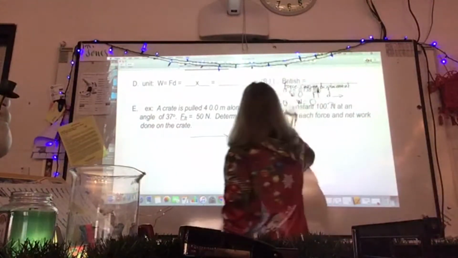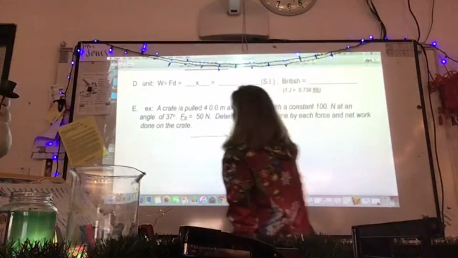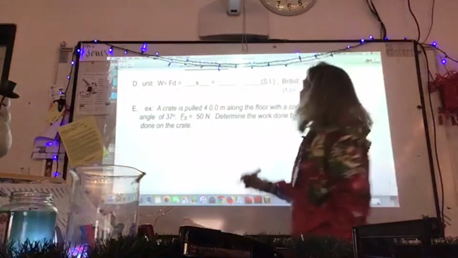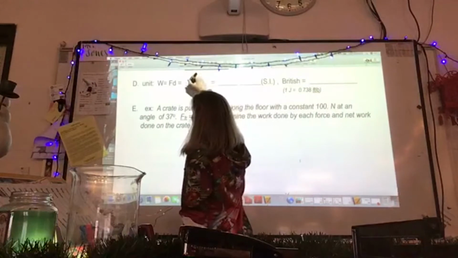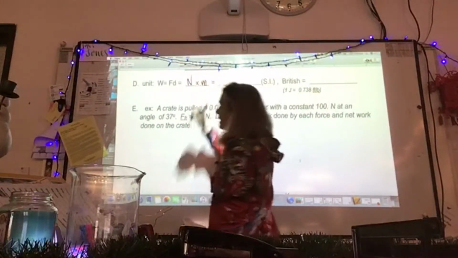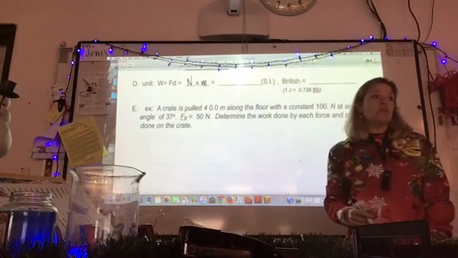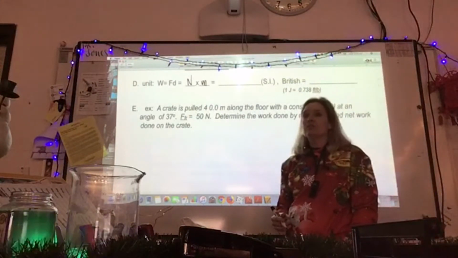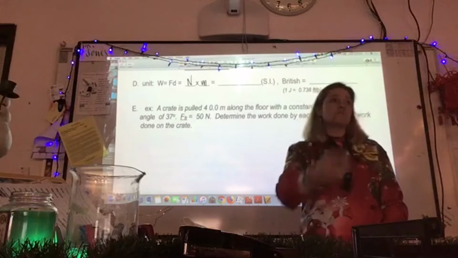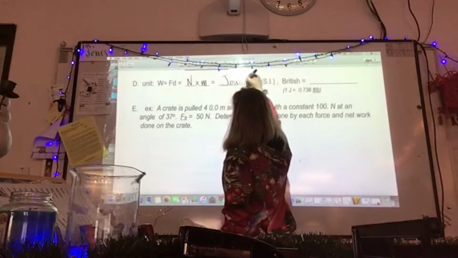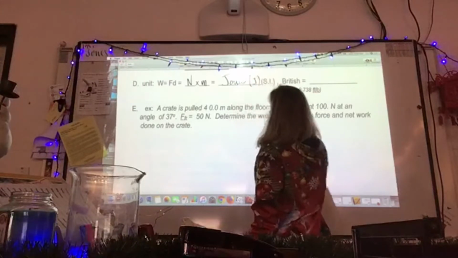Units. Units. What do we do? Well, we know our units for force. And we know our units for distance, I hope. So we have a Newton. And we have a meter. And anyone know what the SI unit for Newtons times meters would be? Yes? A joule? Yes! It's a joule. Okay, which is a capital J.